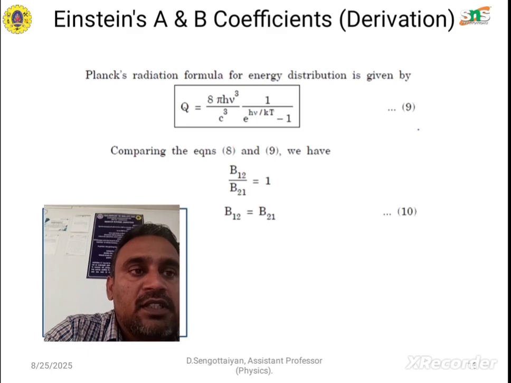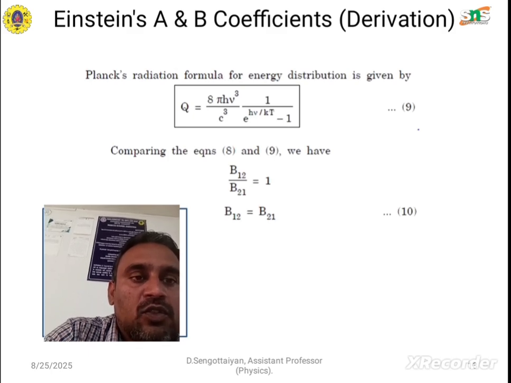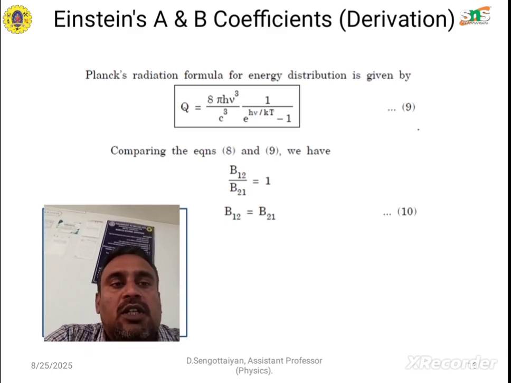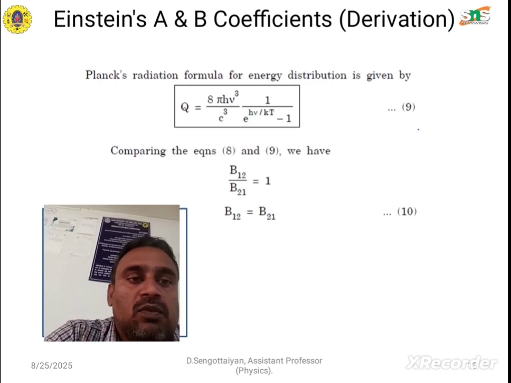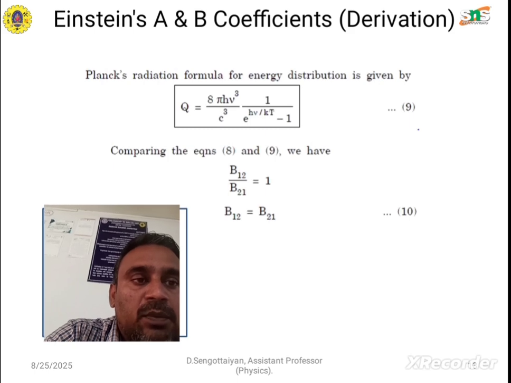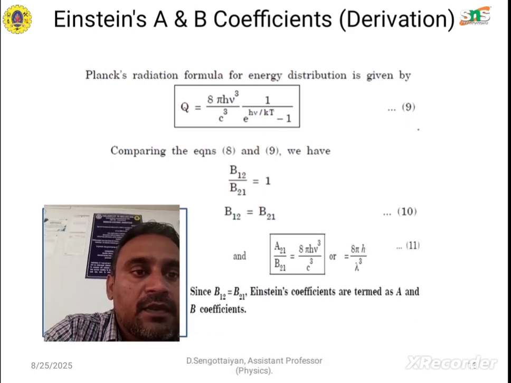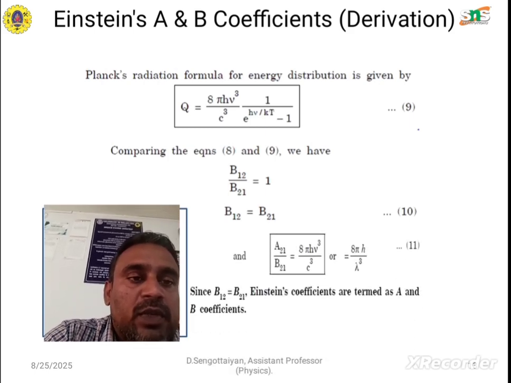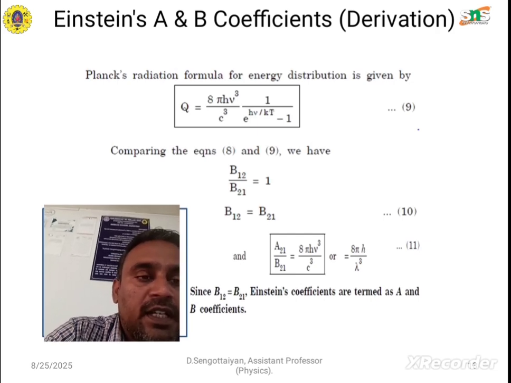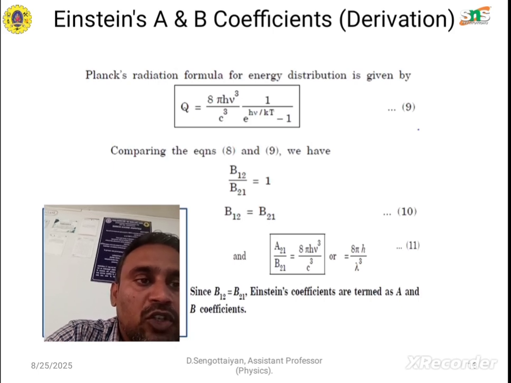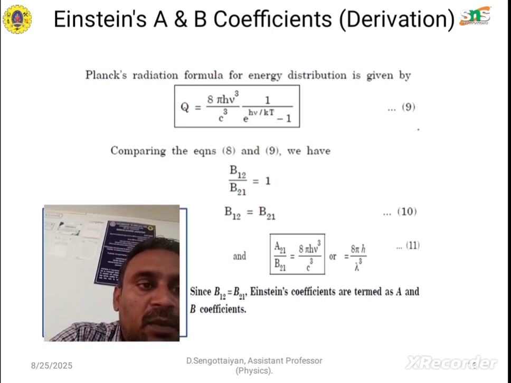Then compare equation number 8 and 9. So B12 equals B21, it means stimulated emission and stimulated absorption coefficients are equal, the ratio is 1. Then B12 equals B21. So finally the ratio between A21 and B21, that means spontaneous emission and stimulated emission, is equal to 8 pi h nu cubed by c cubed, or 8 pi h by lambda cubed.